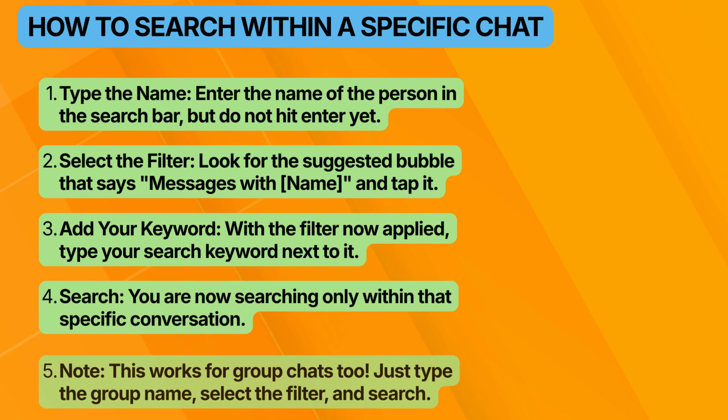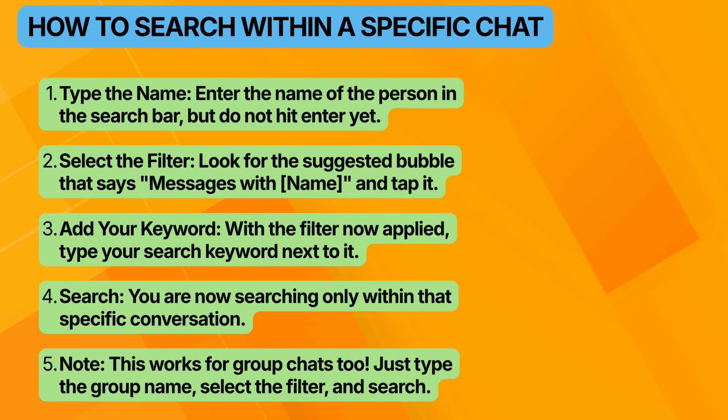In the search bar, type the name of the person first. Do not hit enter yet. See that little suggested bubble that says Messages with Name? Tap that. Now, you have a filter applied. Then type your keyword next to it. Now you are only searching that specific conversation. This works for group chats too. Just type the group chat name, select the filter, and search away.